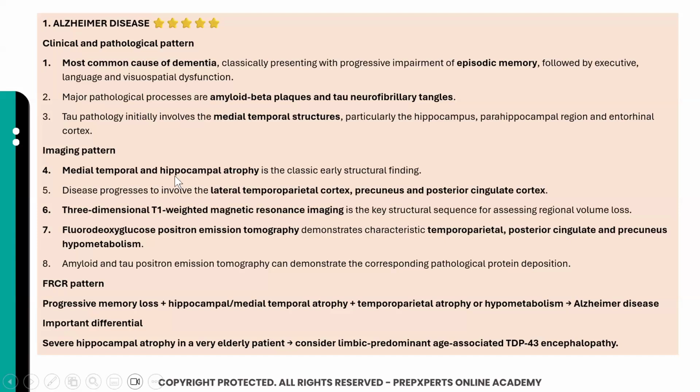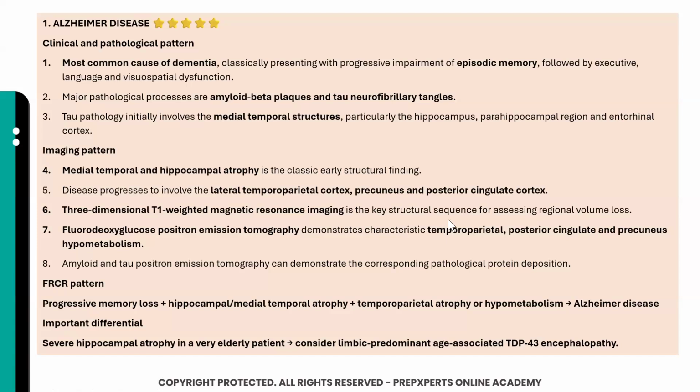Medial temporal and hippocampal atrophy is the classical early structural finding. With the passage of time, it will involve lateral temporoparietal cortex, precuneus, and posterior cingulate cortex. Here I am assuming that you know the anatomy, but if you don't, please spend some minutes and review the hippocampal anatomy. So this is the image that was asked in the exam. Three-dimensional T1 weighted magnetic resonance imaging is the key structural sequence for assessing regional volume loss.